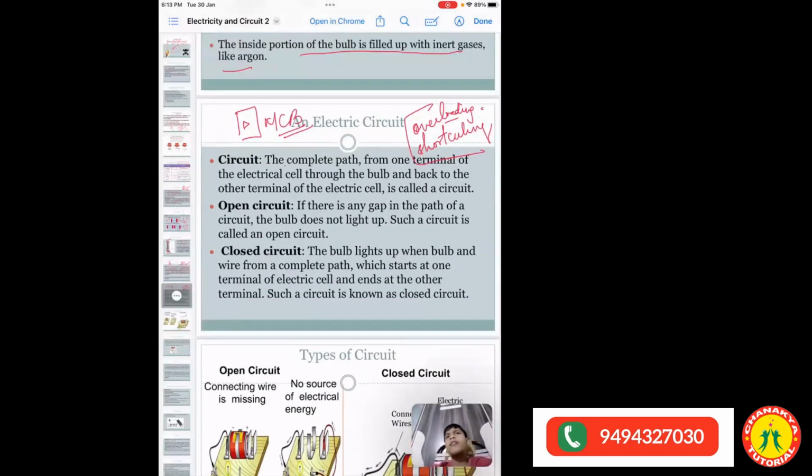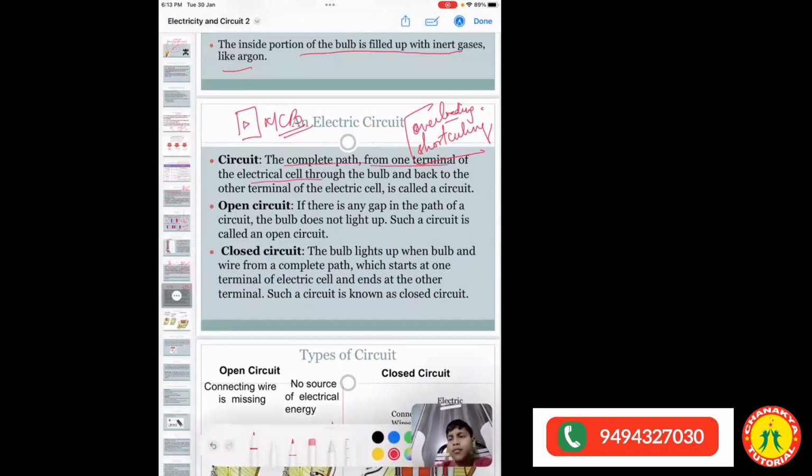Okay, so a circuit is the complete path from one terminal of the electric cell through the bulb and back to the other terminal. So whatever terminals we are connecting through the wire, through the battery, through the cells and all, that complete path is called a circuit. Two types of circuits are there, open and closed.